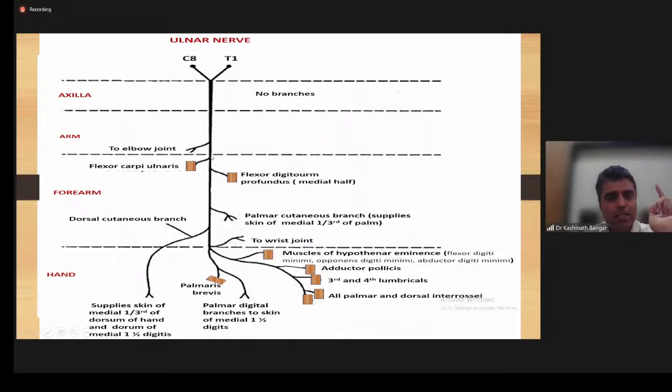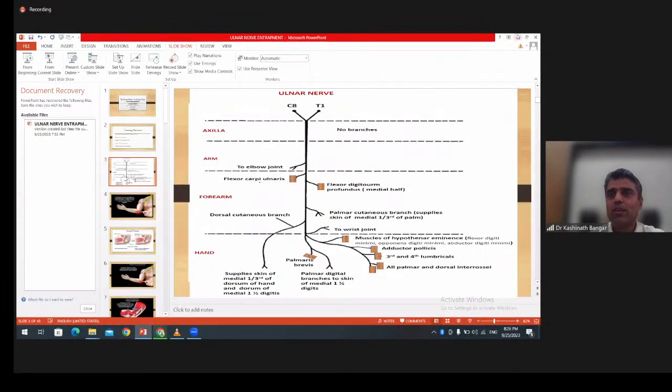elbow through the cubital tunnel, and then it will exit between the two heads of flexor carpi ulnaris. It will give a branch to FDP, and then in the forearm it will give one branch, a dorsal cutaneous branch, and then it will enter the wrist through the Guyon's canal, where there will be the pisiform, hamate, and VCL. Okay, so it will be just below the VCL, and there it will divide into the superficial and deep branches. So we'll see the videos.